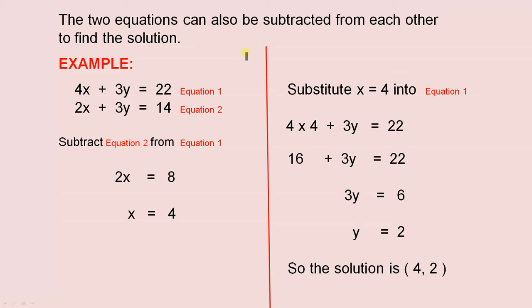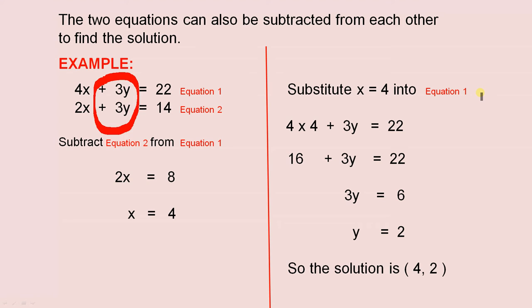The two equations can also be subtracted from each other to find the solution. So in this particular example here, we have both of these here are plus 3y. So if we subtract equation 2 from equation 1, we have 4x minus 2x is 2x, 3y minus 3y is 0, so the y's are eliminated, and 22 minus 14 is 8. So 2x equals 8, so x is 4.